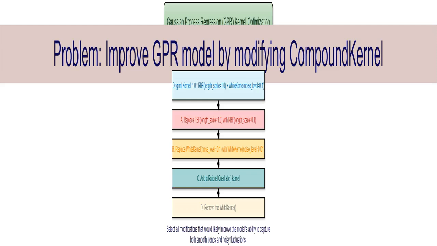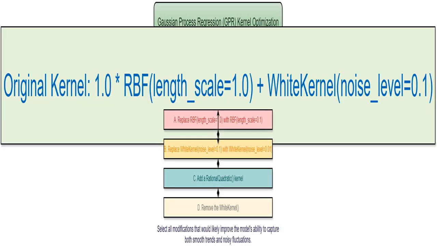The model uses a CompoundKernel, which is a combination of simpler kernels. My goal is to find the best combination to capture both smooth trends and noisy variations in my data. Think of it like trying to fit a curve to some data that has a smooth underlying pattern but also some random noise. My current model uses a kernel that's a sum of two parts. The RBF, radial basis function, kernel captures the smooth trends, and the white kernel accounts for the noise.